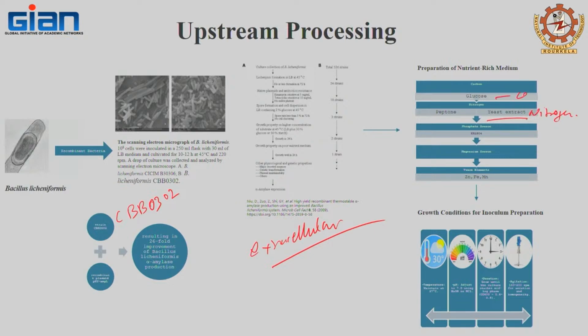Phosphate group is there, and then trace elements are also there: zinc, iron, magnesium. And then now comes the directed evolution part, which is not there.